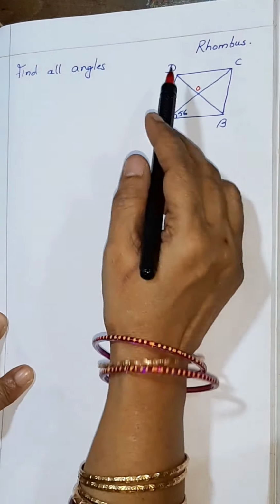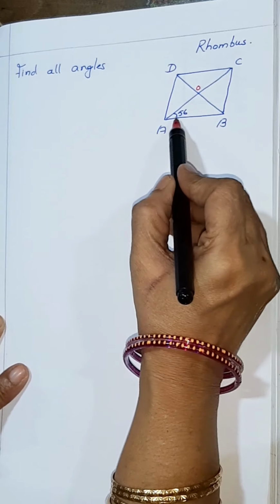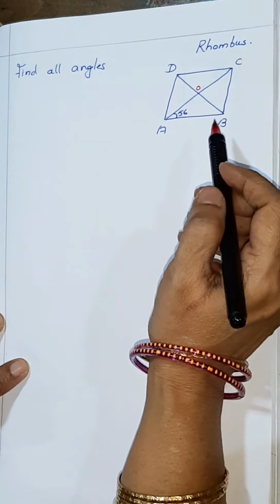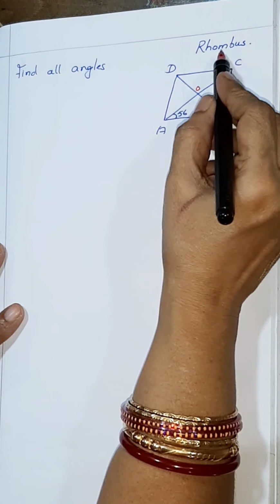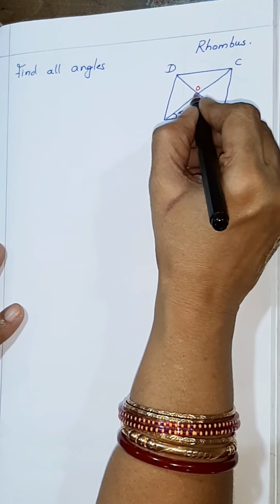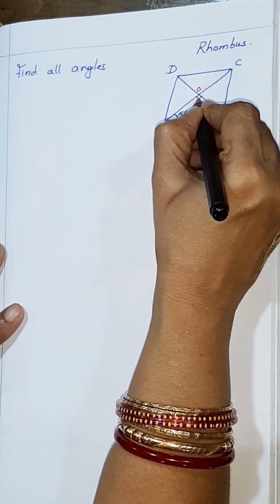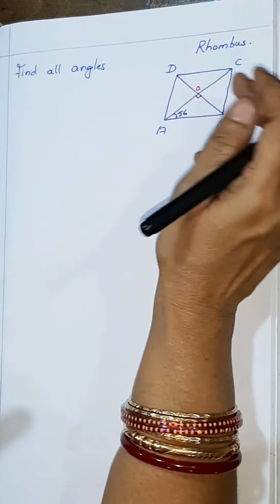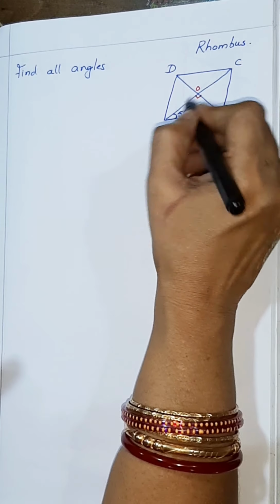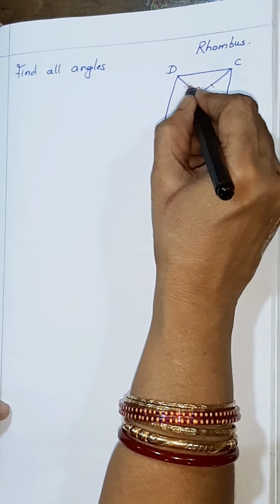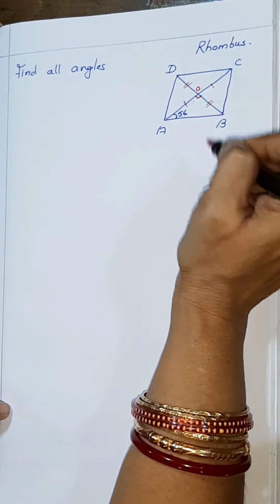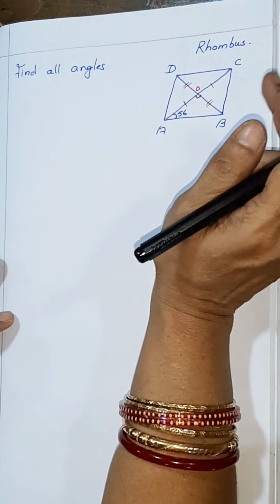Now here the figure is a rhombus and this angle is given. Now we have to find all the remaining angles. So in a rhombus we know the diagonals bisect at right angles, and the diagonals are not equal here, but they bisect each other. That means this and this will be equal and these two will be equal, and in a rhombus all the 4 sides are equal.